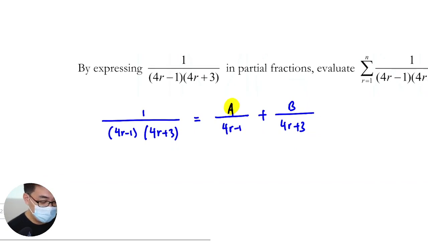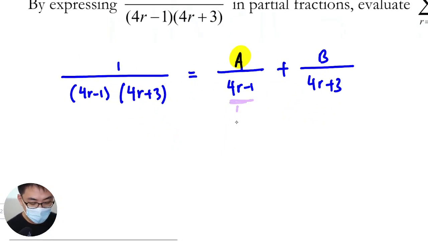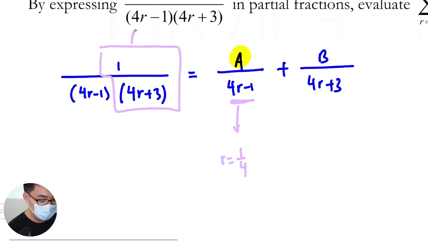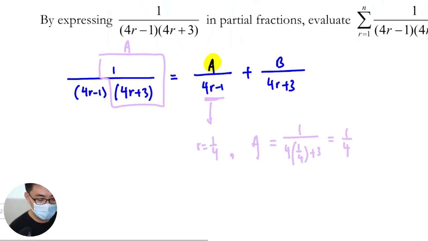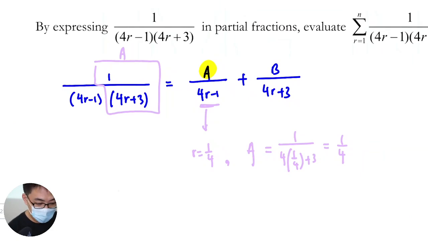If you want to find A, then the root of A is R equals 1/4. So what you do is, this is your A. You replace R into all these except for this root. Whatever you get your root from for A, you don't substitute. So A would be 1 over 4 plus 3, so this will be 1/4. That is the cover-up method.